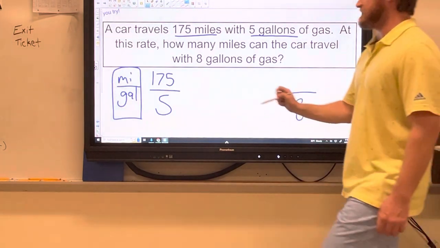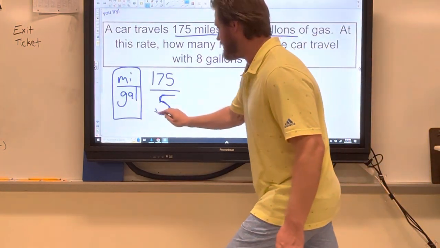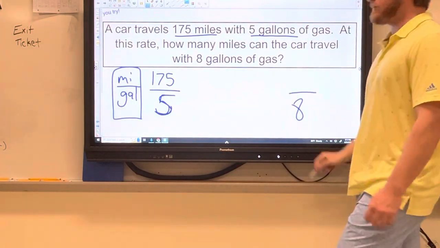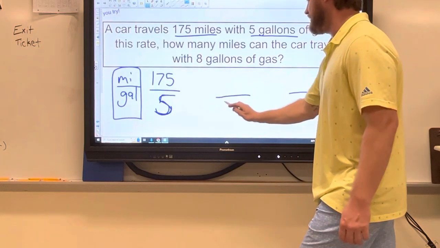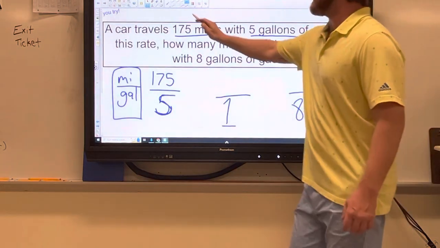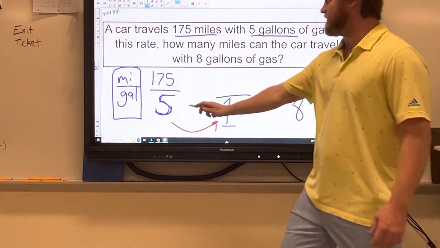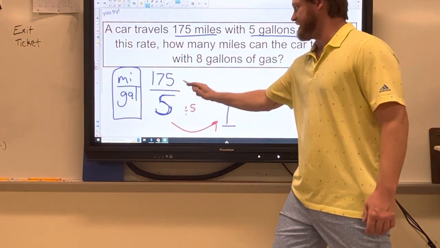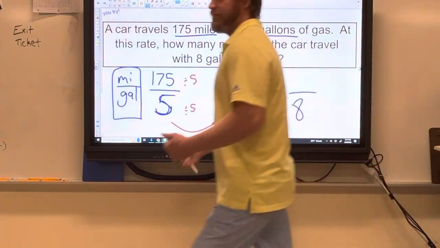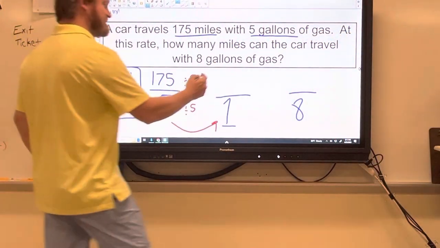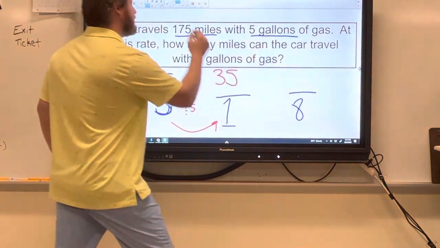Well, ask yourself, does 5 go into 8 evenly? No. There is no whole number I can multiply 5 by to get 8. So I'm going to find the unit rate first. We got to get it down to 1 first. So our first step is to divide before we multiply back up. So to go from 5 to 1, divide the top and the bottom by 5. 5 divided by 5 is obviously 1. And then 175 divided by 5 gives me 35.